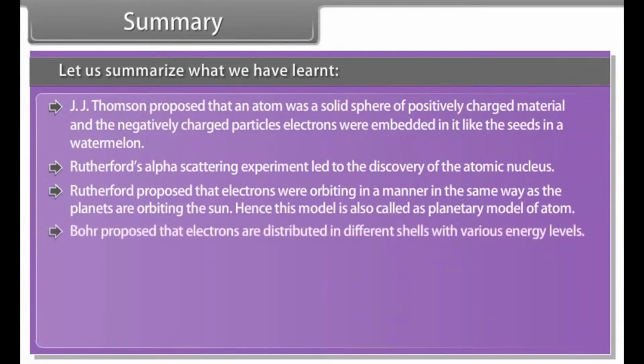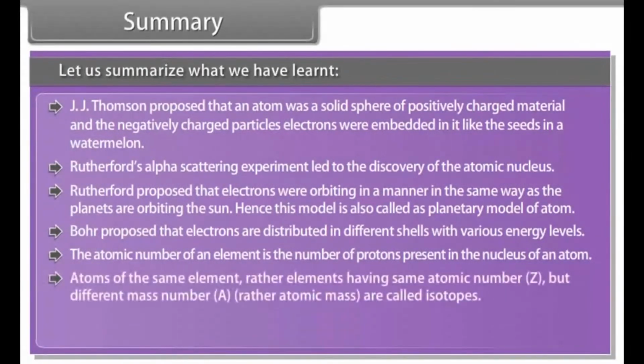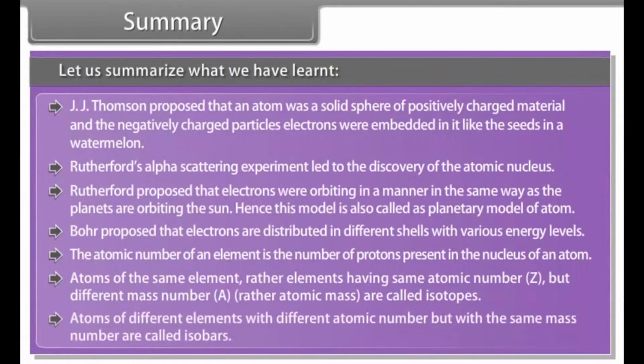Bohr proposed that electrons are distributed in different shells with various energy levels. The atomic number of an element is the number of protons present in the nucleus of an atom. Atoms of the same element, rather elements having the same atomic number Z but different mass number, A, rather atomic mass, are called isotopes. Atoms of different elements with different atomic number but with the same mass number are called isobars.